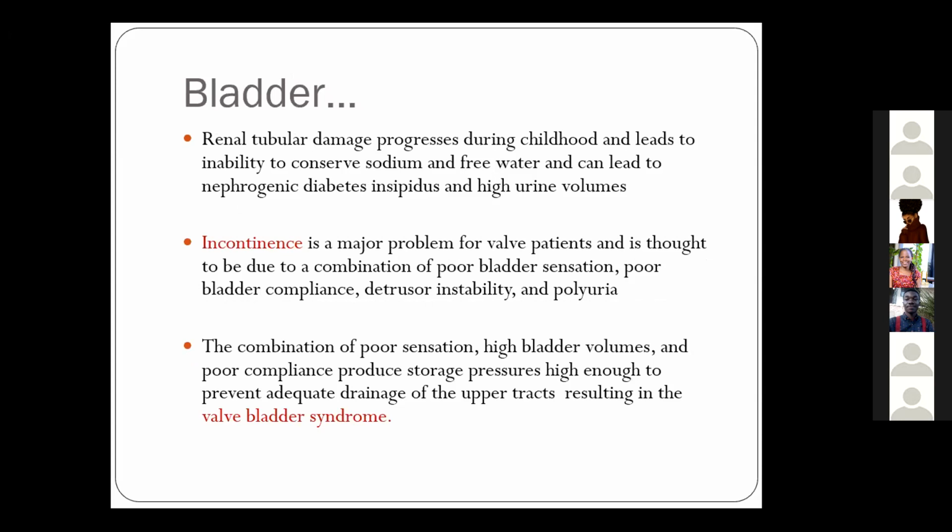So incontinence is the major problem of valve patients and is thought to be due to a combination of poor bladder sensation, poor bladder compliance, and also detrusor instability and polyuria. The combination of the poor sensation, the high bladder volumes, and the poor compliance produces storage pressures high enough to prevent adequate drainage of the upper urinary tract, that is the kidneys and the ureters. And this results in the valve bladder syndrome.